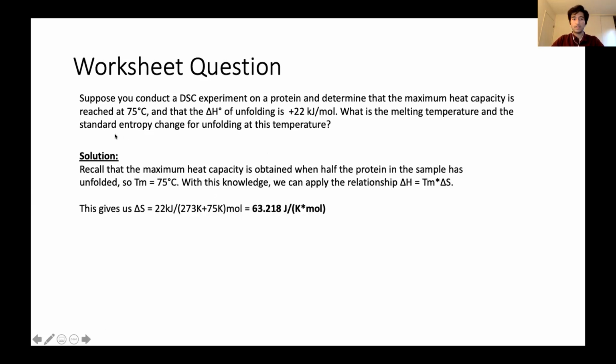Like we said earlier, the maximum heat capacity also corresponds to the melting temperature of a protein, so we know that Tm is equal to 75 degrees Celsius right off the bat. This is the relationship we found earlier in the slides. If we plug in these numbers, remembering to use kelvins and not Celsius, we get that the standard entropy change is 63.2 joules per kelvin mole, and that is specifically at the melting temperature. If you wanted to convert it back to, say, 27 degrees Celsius, you'd have to apply another formula.